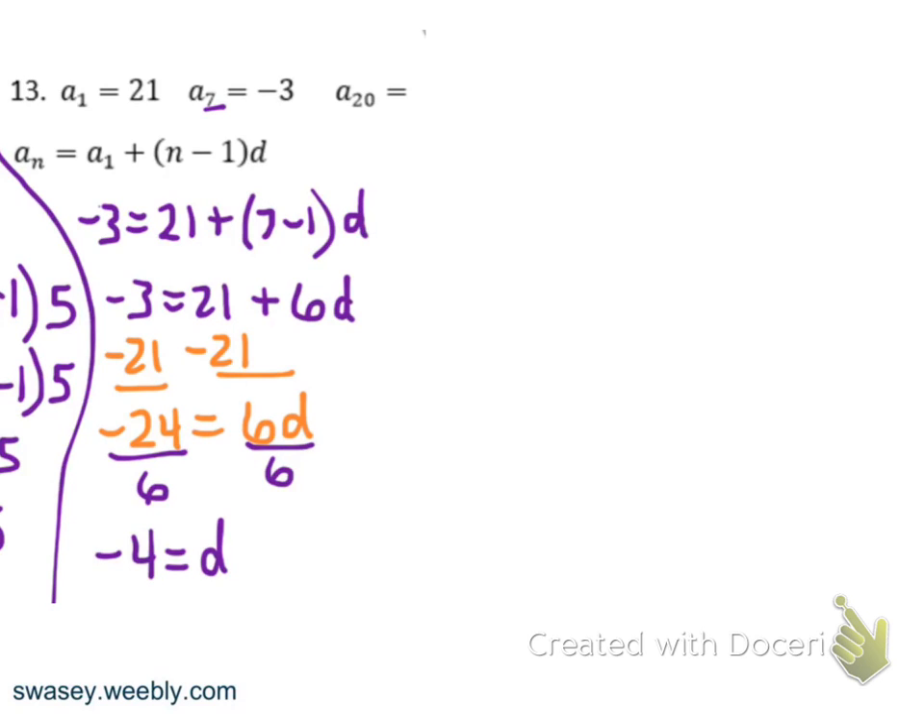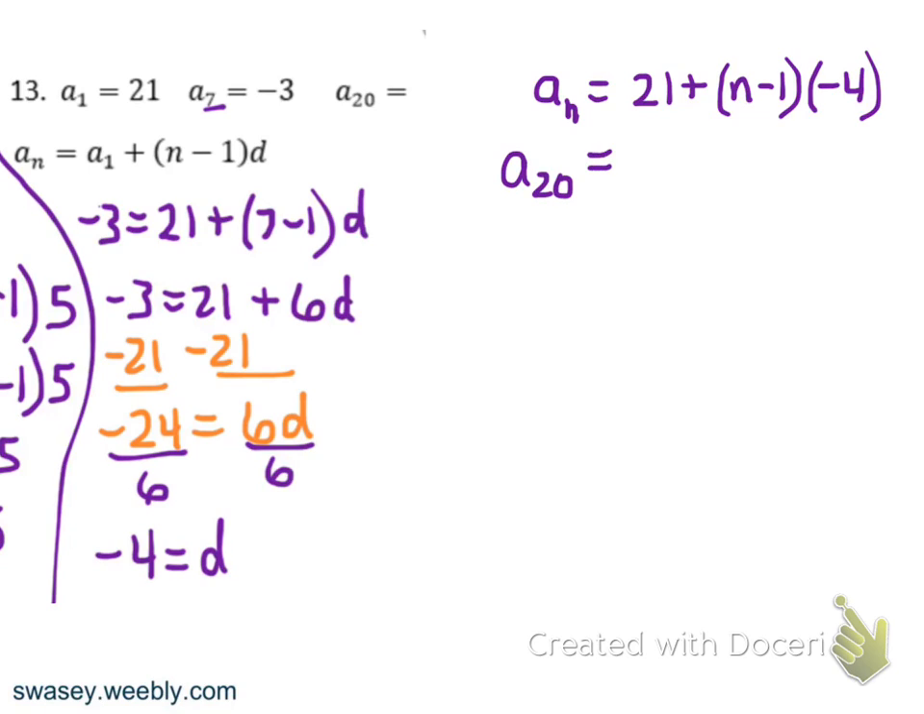All right, now find the 20th term. Let's build our equation for the sequence. So a sub n equals our first term, 21, plus n minus 1 times the common difference that we just found, negative 4. To find the 20th term, replace n with 20 and simplify the right side.